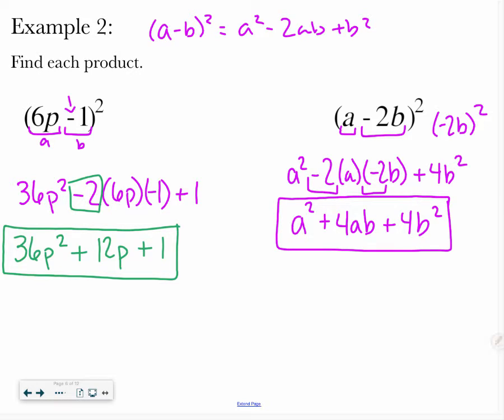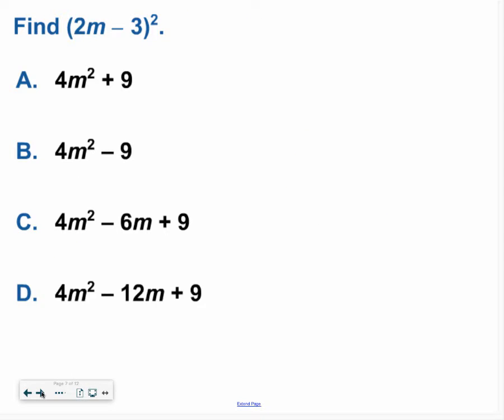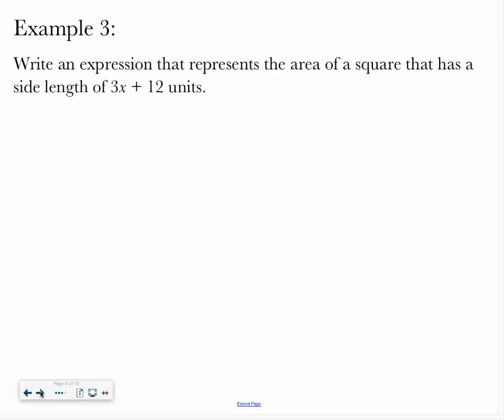Okay, so be really careful when you have that minus and then also a negative that's going to turn into a plus. Go ahead and try to solve one on your own. Hopefully, again, you ended up with 4m squared minus 12n plus 9. If you have questions, be sure to ask.